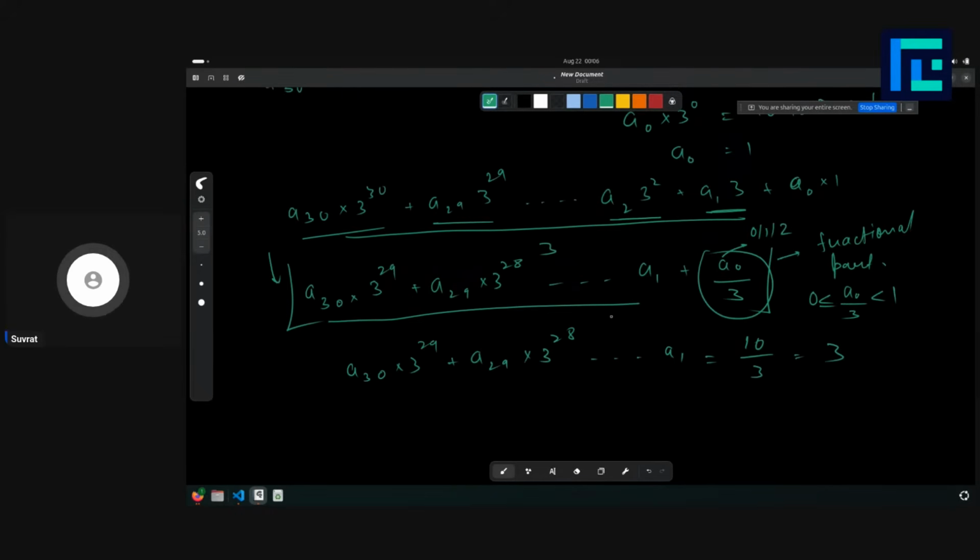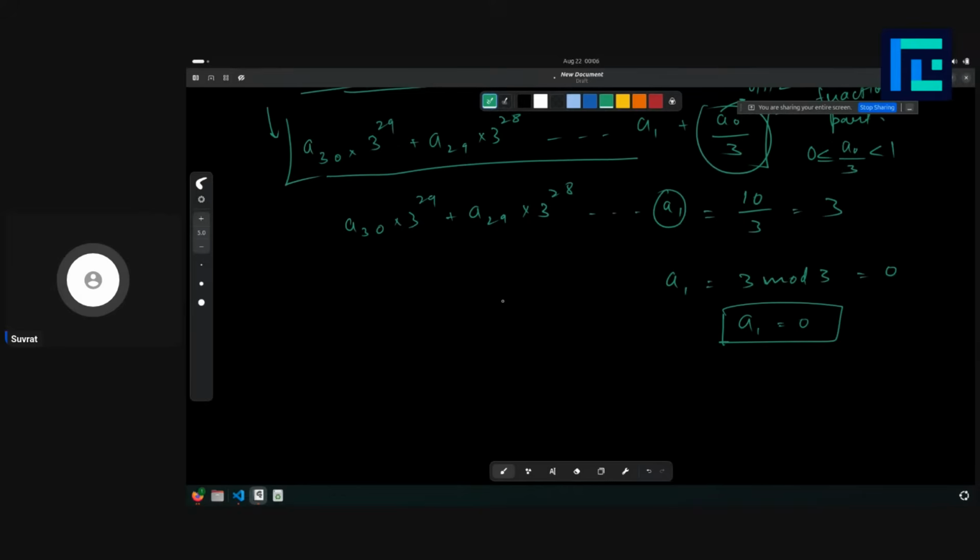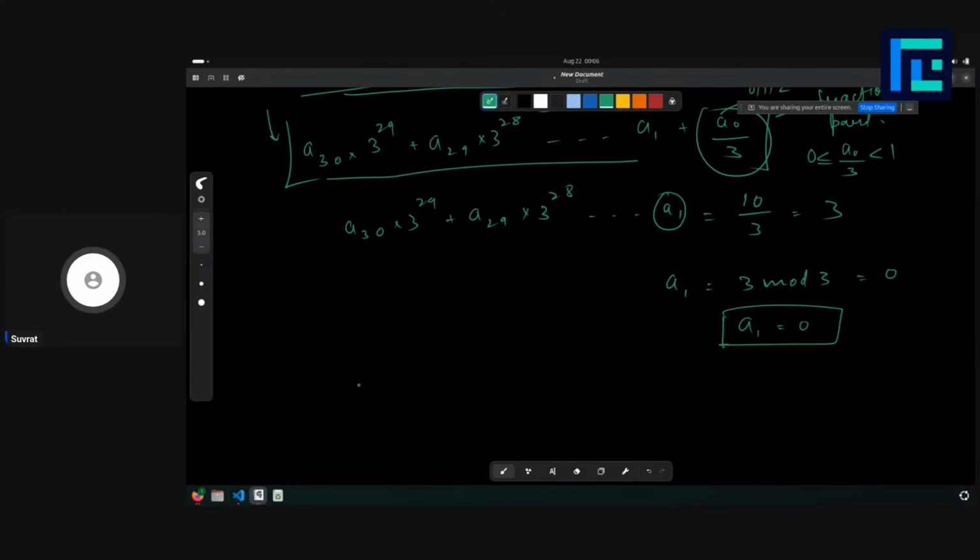And again if I now take modulo 3 on both sides, I will get a1 as the remainder here, so a1 would be equal to 3 mod 3, which is 0. So a1 we have gotten as 0. Now to find the next element, we again take floor division. After the next floor division, we would have the number 28 plus a29 into 3 to the power 27 till a2, which is equal to 3 upon 3, which is 1. And if I take mod 3 on both sides again, I'll get a2 as 1.